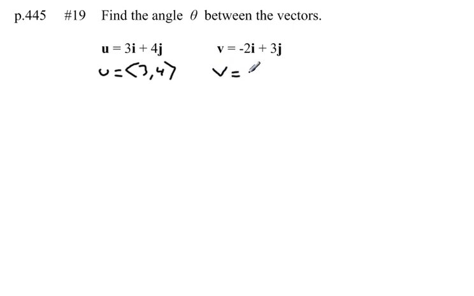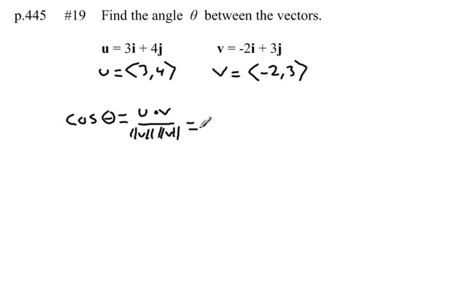Vector v we can rewrite as negative 2 comma 3, meaning vector v goes 2 to the left and 3 up. Now we could find the angle that this vector makes with the x-axis, the angle that vector v makes with the x-axis, subtract those to find the angle between the vectors. But an easier way to do that is to use this formula. The cosine of theta is equal to u dot v over the magnitude of u times the magnitude of v.